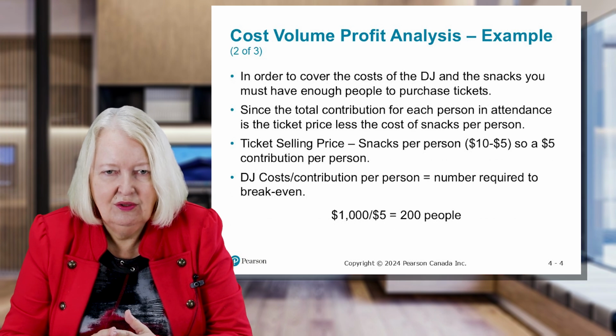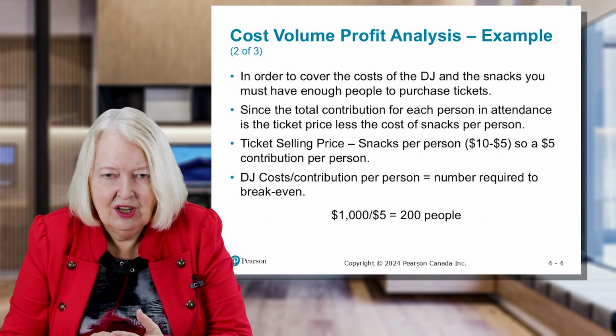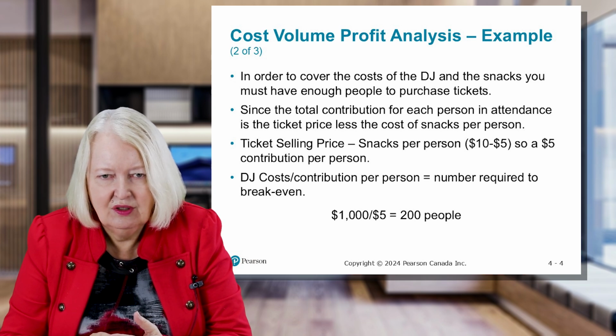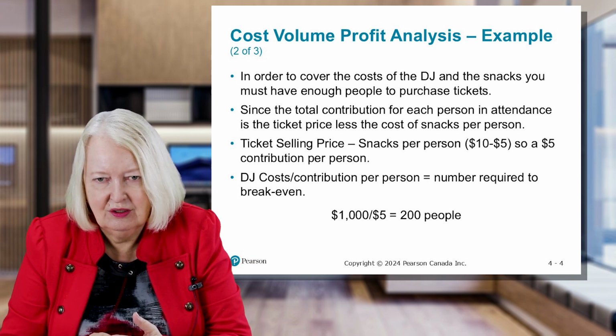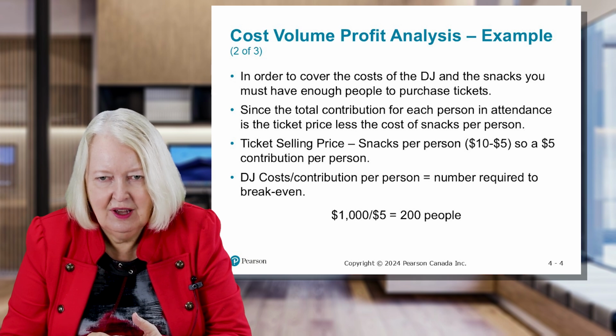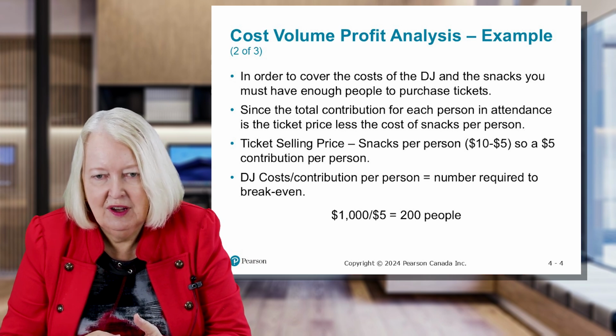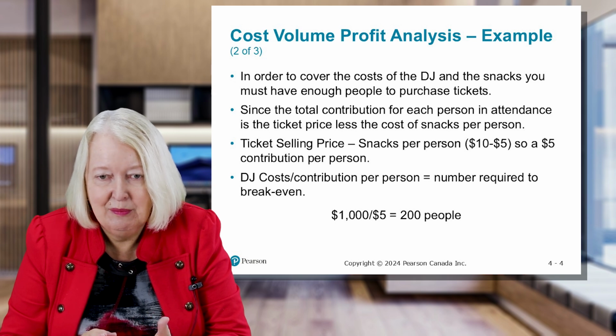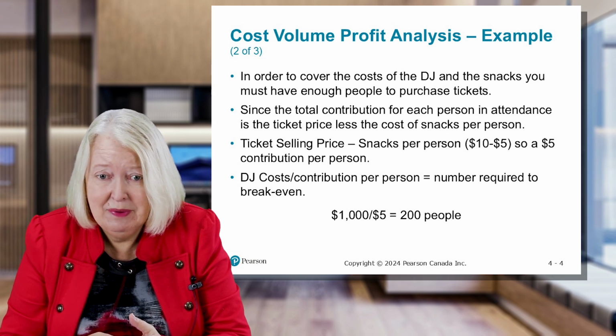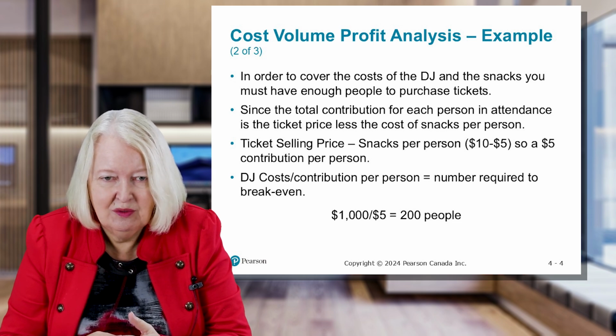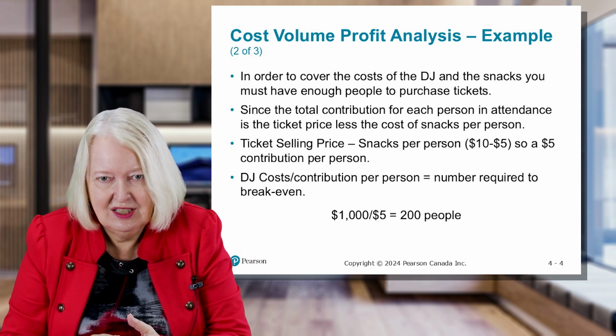So you want to cover all of the cost of the DJ plus the cost of the snacks. So what you need to do is you look at your selling price, which is $10, and then your snacks are $5, so it's $5 per person that's going to contribute to the profit. And then you want to take your DJ cost divided by the $5 per person to figure out how many people you need to attend. So it's going to be a big party. 200 people would have to pay $5 each just to break even and cover the cost of the DJ.